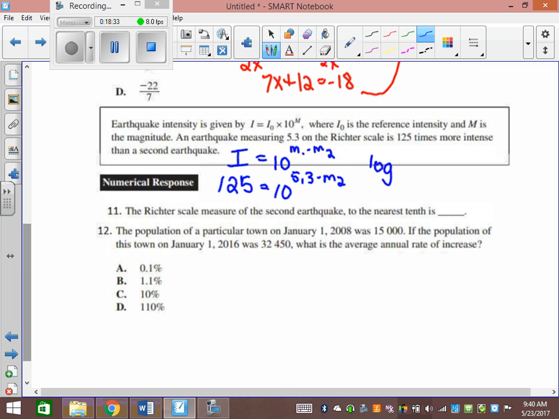So it'd be log base 10 of 125 equals 5.3 minus M2. Then I'm going to move my M2 over here and subtract that. So I'm going to go M2 equals 5.3 minus log 125.